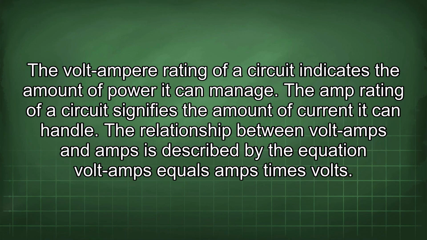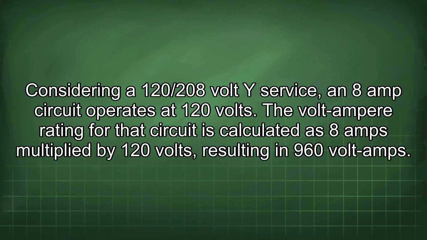The volt-ampere rating of a circuit indicates the amount of power it can manage. The amp rating of a circuit signifies the amount of current it can handle. The relationship between volt-amps and amps is described by the equation volt-amps equals amps times volts. Considering a 120/208 volt Y service, an 8 amp circuit operates at 120 volts.